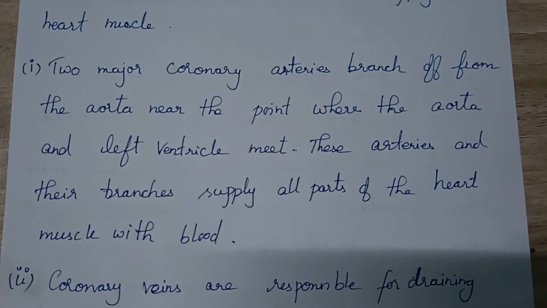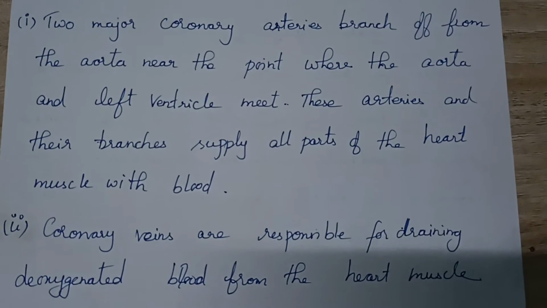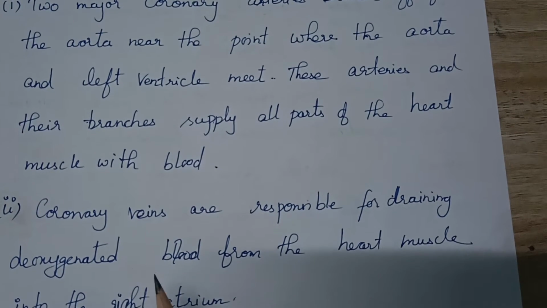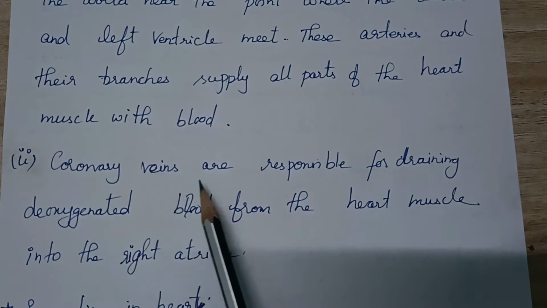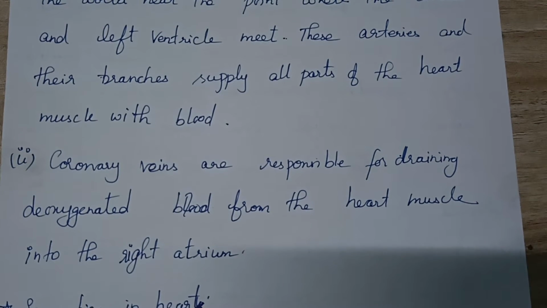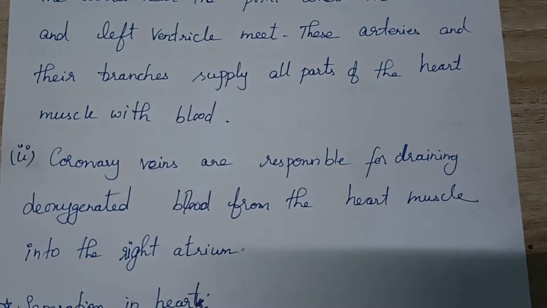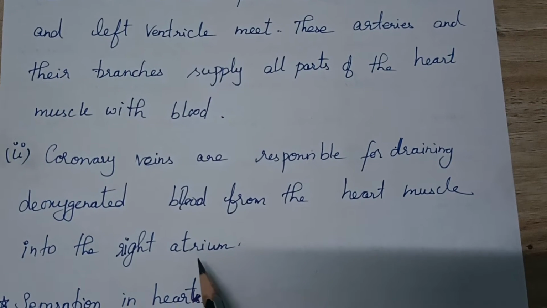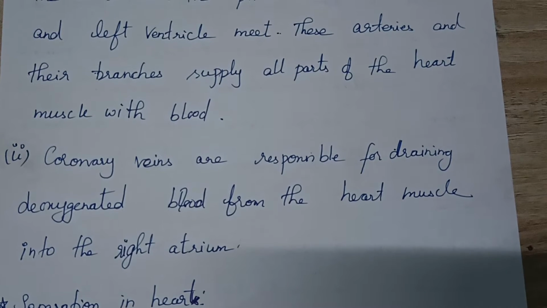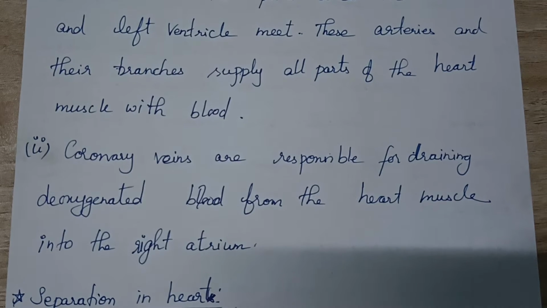Next, once cellular respiration is over in that heart muscle, you will get deoxygenated blood, right? The coronary veins are responsible for draining the deoxygenated blood from the heart muscle into the right atrium. Okay, all the veins combine to form a coronary sinus, so it ends in the right atrium. From the right atrium, as usual, it enters the right ventricle and is pumped to the lungs for oxygenation. Okay, next.